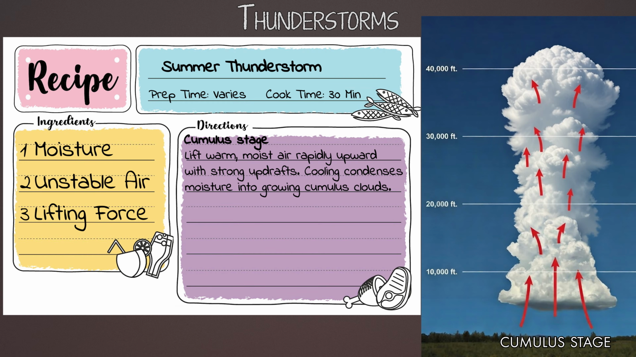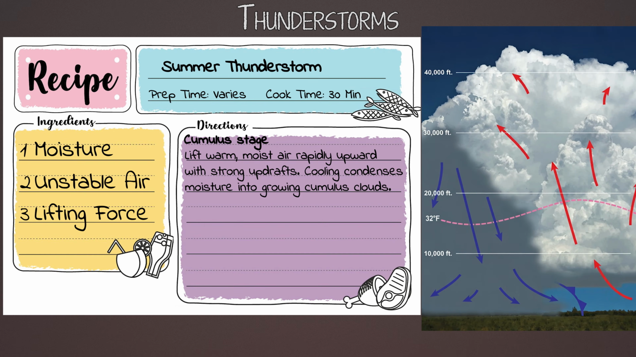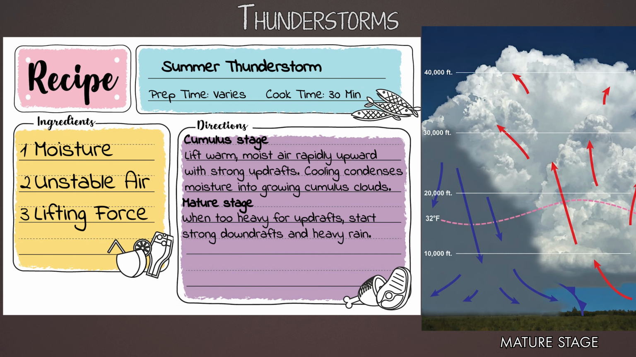Eventually, the weight of all that moisture gets to be too much for the updrafts to handle. Water drops begin to fall as rain, or hail if they got high and cold enough. One way you can tell the thunderstorm has entered the mature stage is by rain at the surface. And this is the most dangerous stage of a thunderstorm, and here's why.